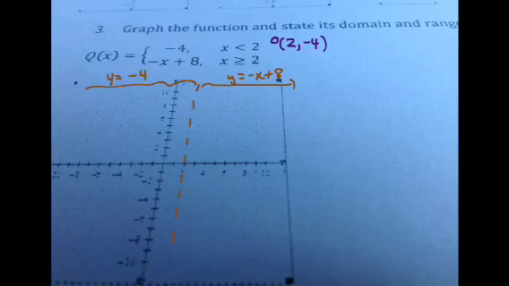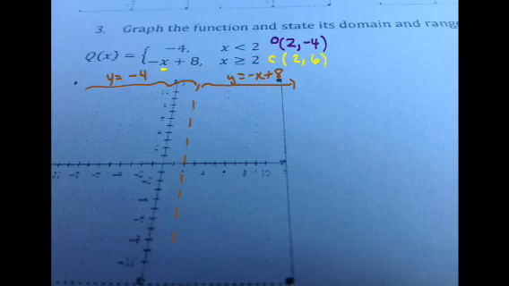And then, let me pick a different color. Let's say yellow. For the second piece, it says greater than or equal to 2, so that's going to be a closed dot. Replace the 2 right here, so -2 plus 8 is 6. So 2, 6 is my point. So I'm going to graph purple on the left, yellow on the right.